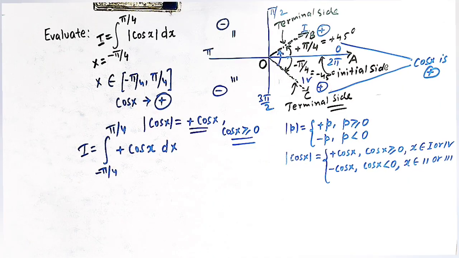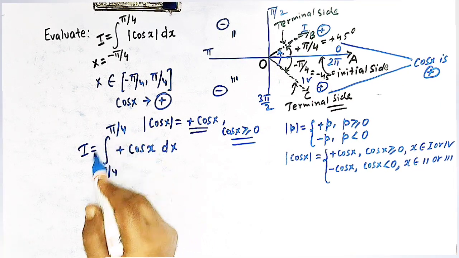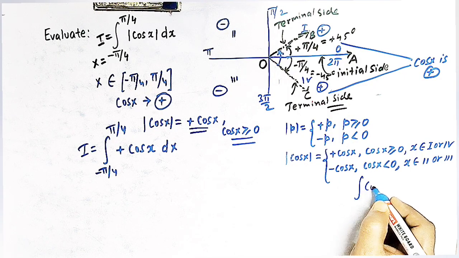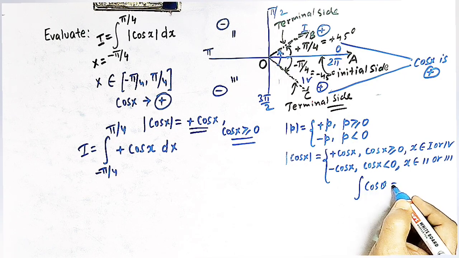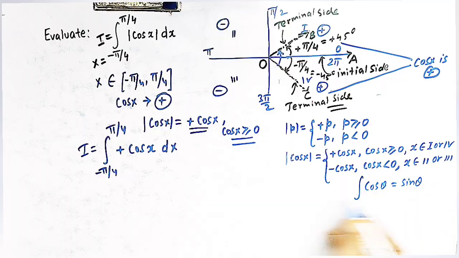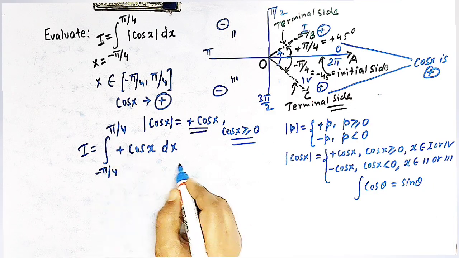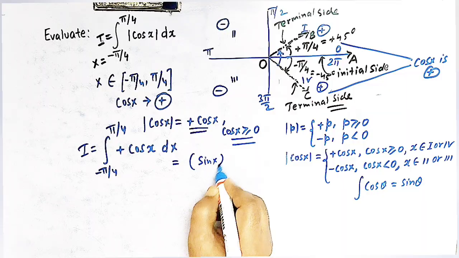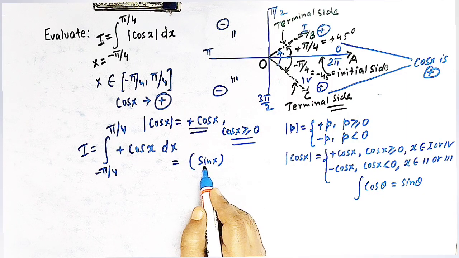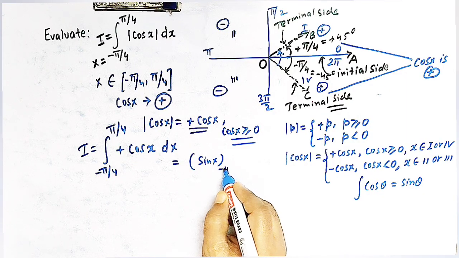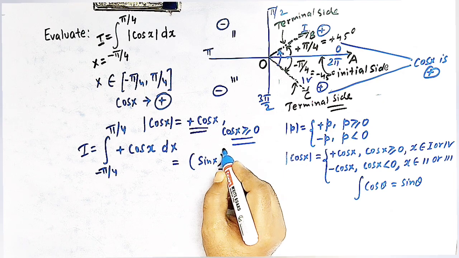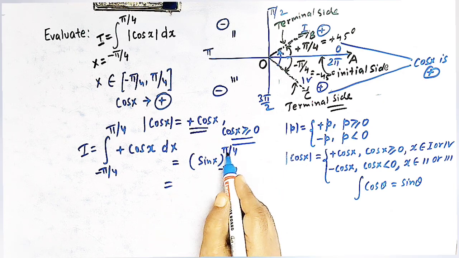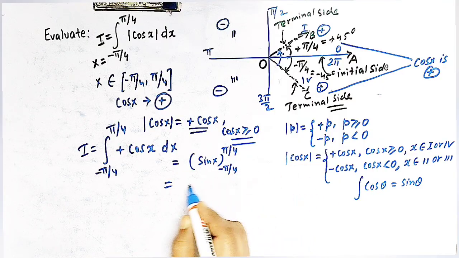and here we have dx. So now we have a simple integral here, and we know that the integral of cosine theta is equal to sine theta, right? So here we have simply sine x. The integral of cosine x is sine x, and limits of integration are from minus pi by 4 to pi by 4. So now let us substitute the limits and we'll take the difference.